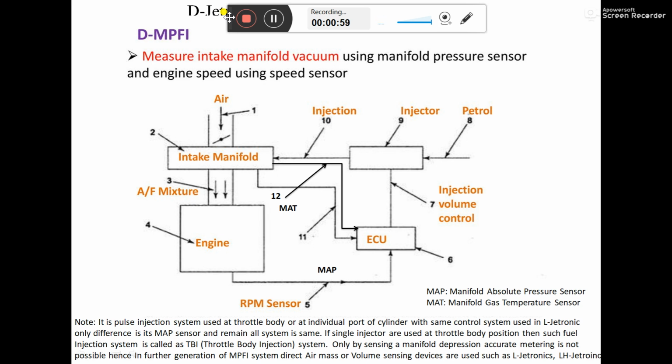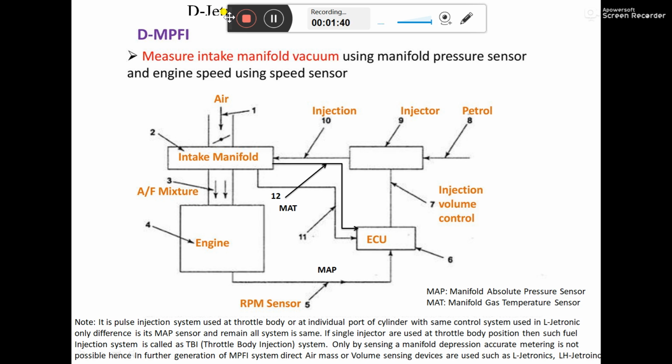Before going to the D-Jetronic system, we must memorize the concept of continuous injection and pulse injection. In the case of continuous injection, we inject fuel continuously through the injector, irrespective of the position of the cylinder or the condition of the strokes of the individual cylinder. Then the metering takes place on the basis of pressure regulation or orifice opening regulation, in the case of the continuous injection system.